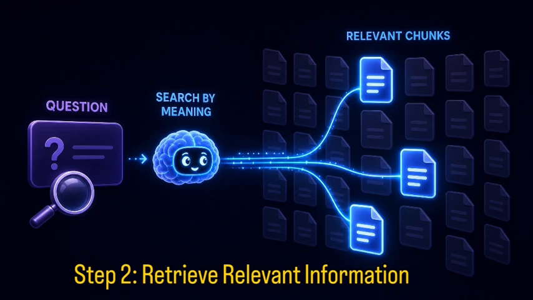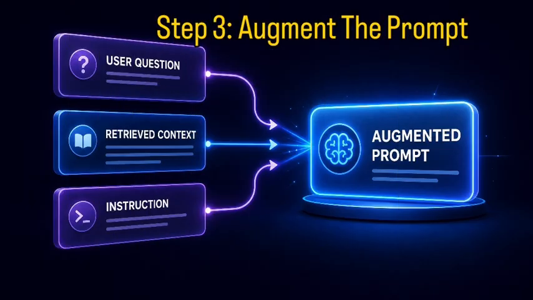For example, a question about time off can still match a document that uses the phrase annual leave because the meanings are related. Next comes augmentation. The application takes the user's original question and combines it with the retrieved context. So it might create an instruction like, answer the question using only the following policy excerpts. If the answer is not present, say that you do not know.